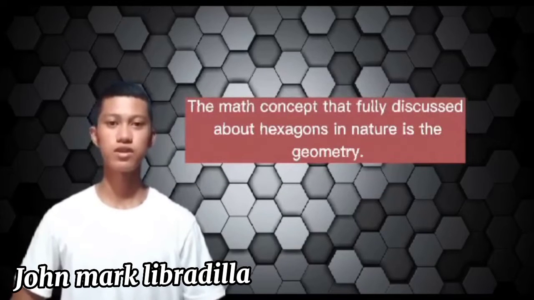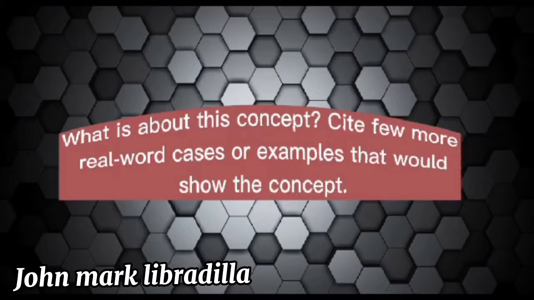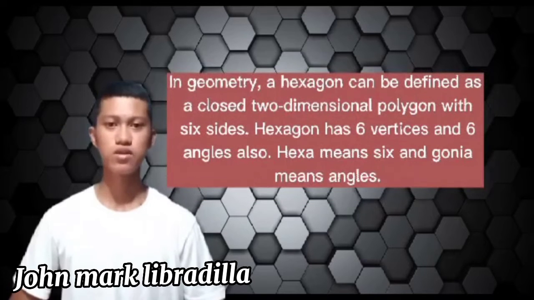The math concept that is fully discussed about hexagons in nature is geometry. In geometry, a hexagon can be defined as a closed two-dimensional polygon with six sides. A hexagon has six vertices and six angles also. Hexa means six and gonia means angles.